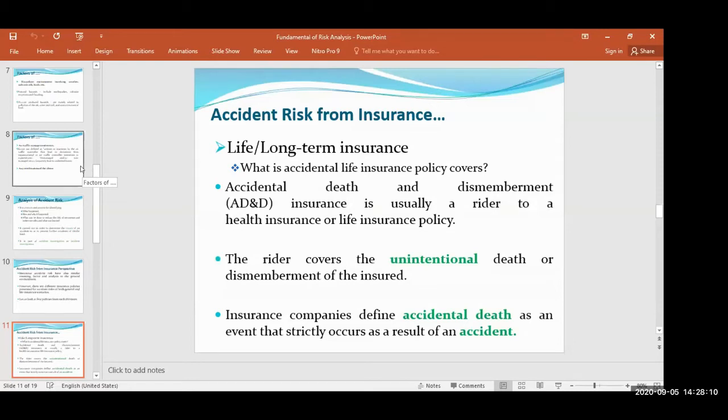The rider covers unintentional events. If it is intentional, it is not an accident, and it is not covered. So it covers unintentional death or disablement of the insured. Insurance companies define accidental death as an event that strictly occurs as a result of an accident. So in order to be an accident, it should be unintentional. If someone dies by suicide, it is not covered because it's not an accident, it's intentional.